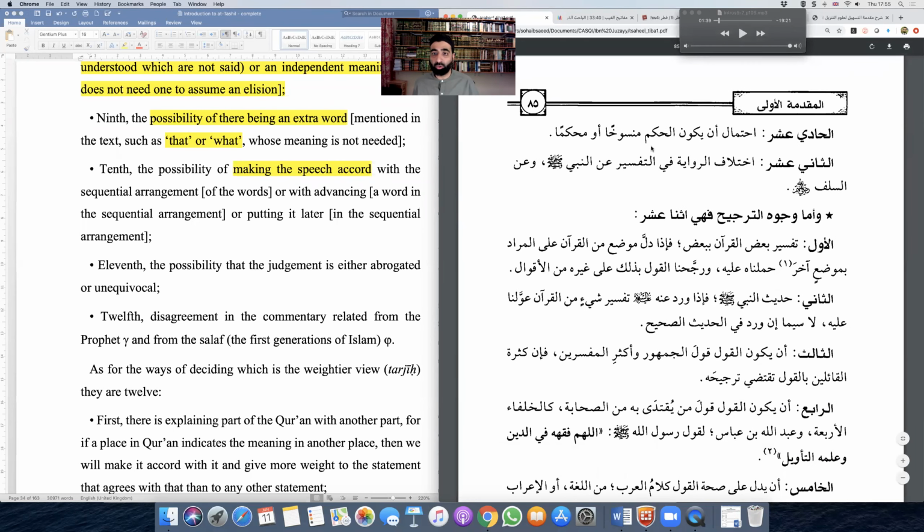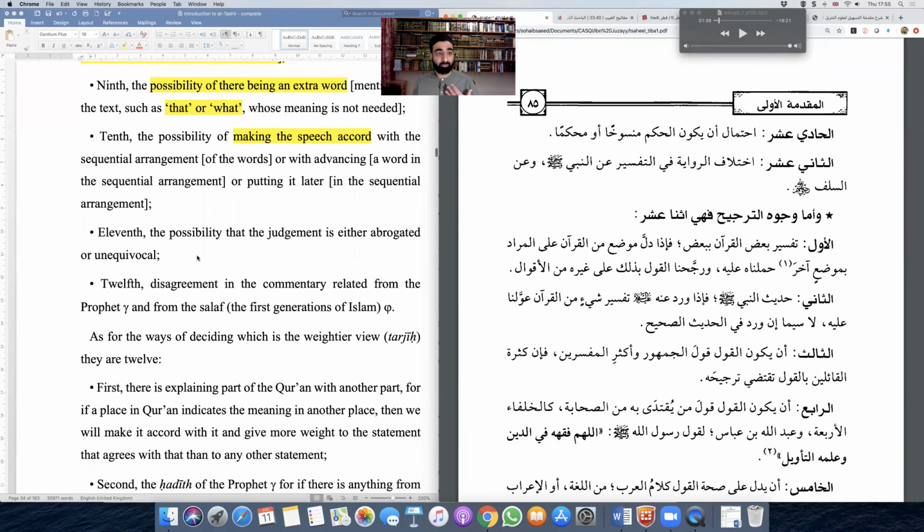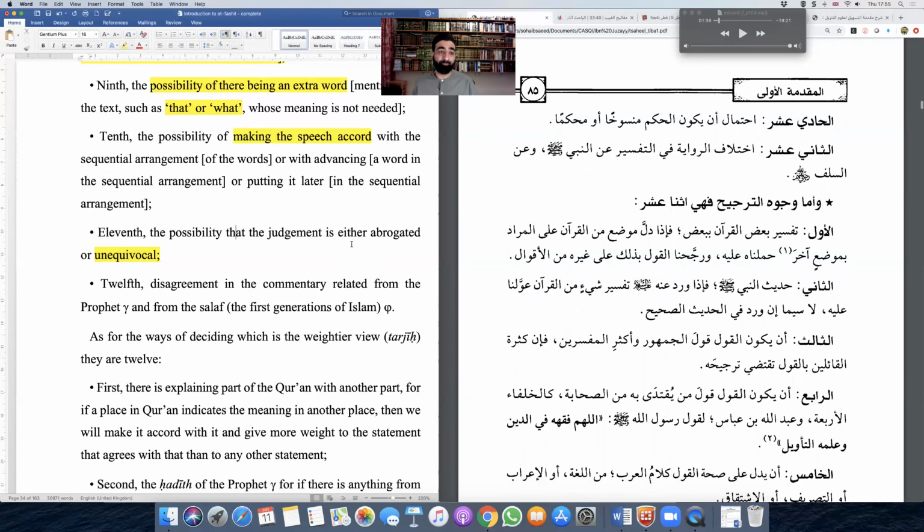Then احتمال أن يكون الحكم منسوخا أو محكما. So that's where we said before, something is abrogated, or, see, they shouldn't use the word unequivocal here. محكما is being used in contrast with the word mansukhan. So abrogated or not. You can simply say that, abrogated or not abrogated. Or you use a term that means the opposite of abrogated, such as abrogated or remains in operation, something like this. So the hukm, as we usually make it, is the ruling.